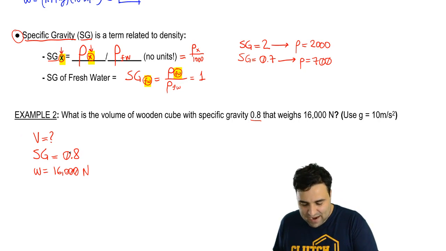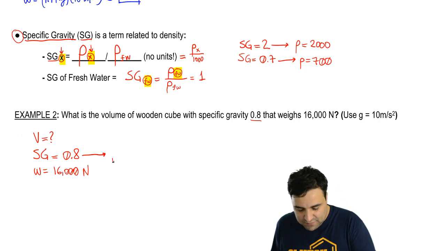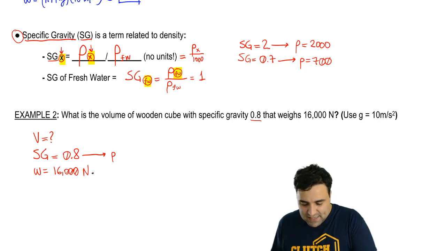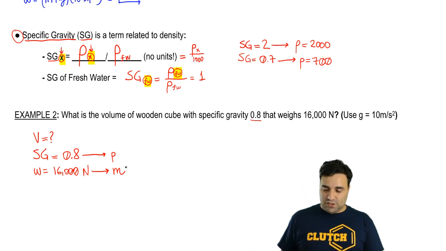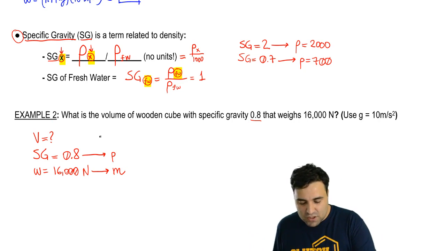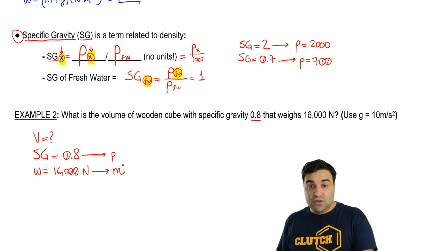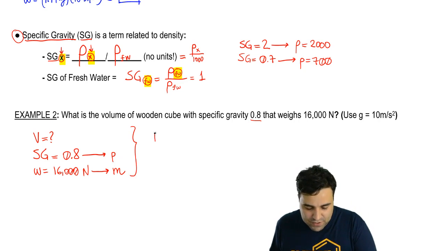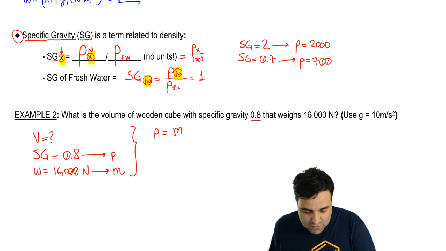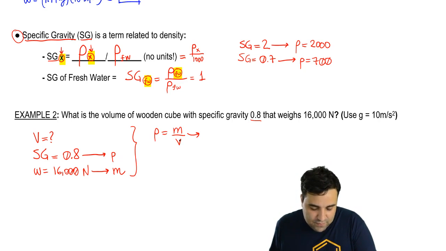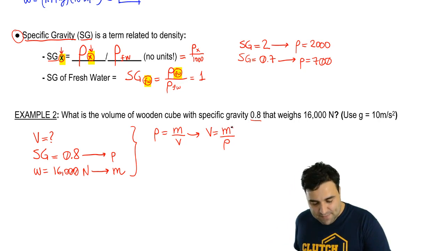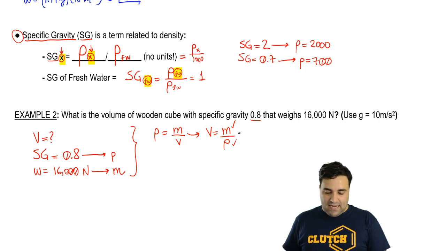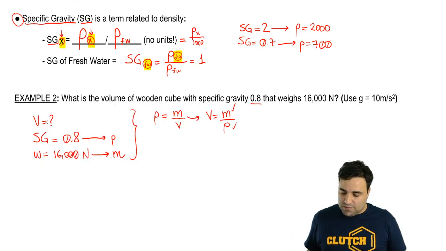Well, there's specific gravity, which is related to the idea of density. And weight is related to the idea of mass, right? There are equations that connect these two. So if you have volume, density, and mass, you can put them together in the density equation. Density is mass over volume. Therefore, if I move some things around, volume is mass over density. So if I can find the mass and the density, I can find the volume. Let's see if we can do that.